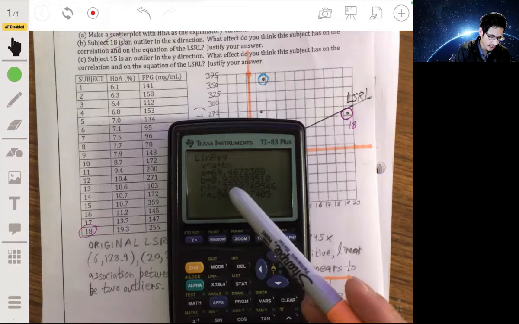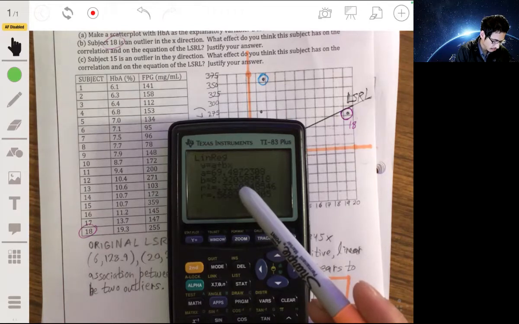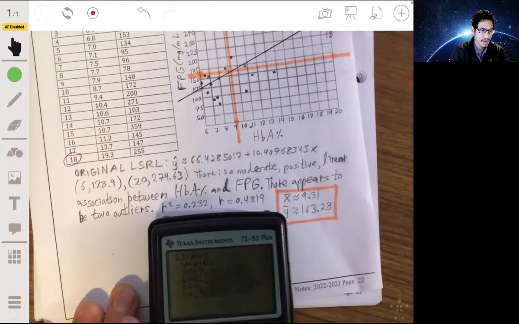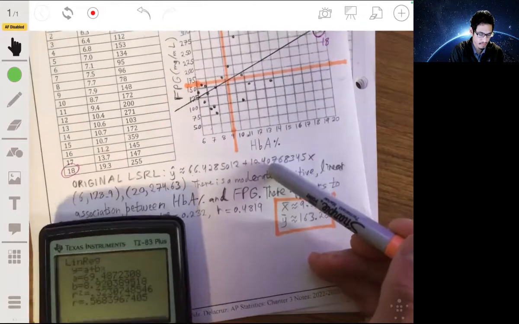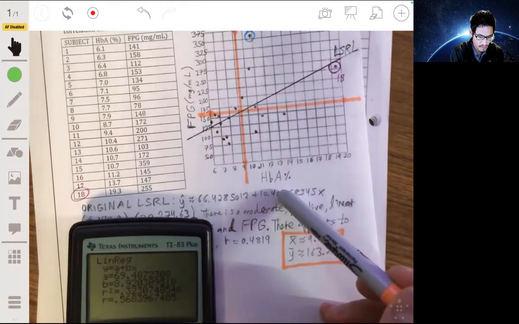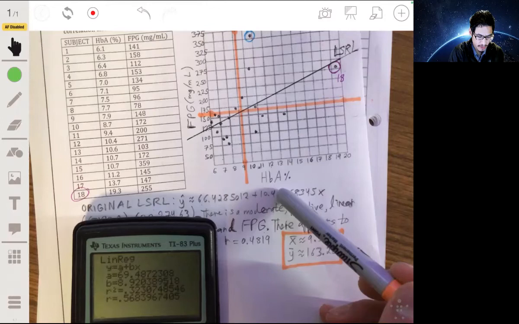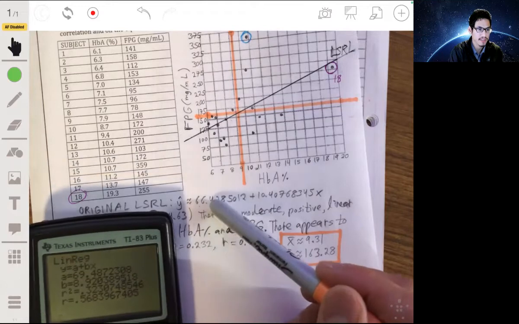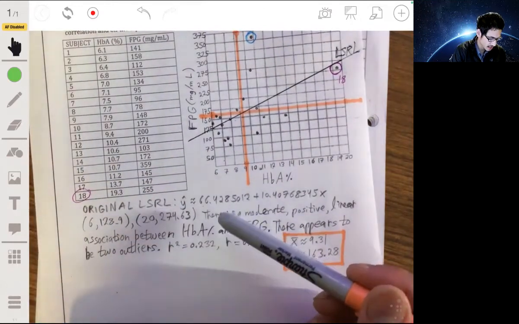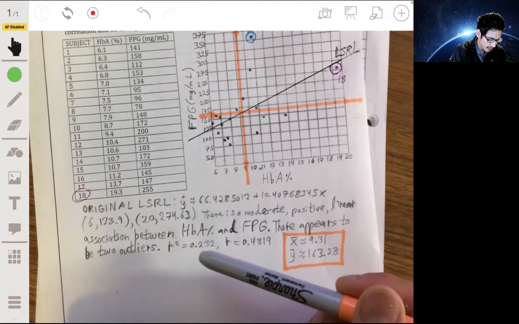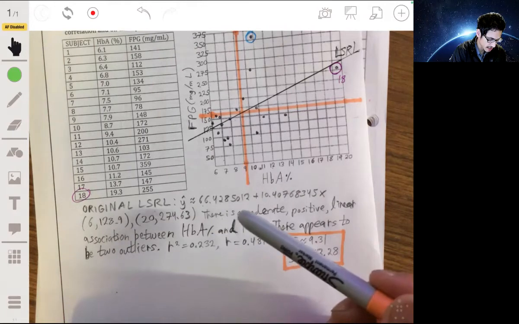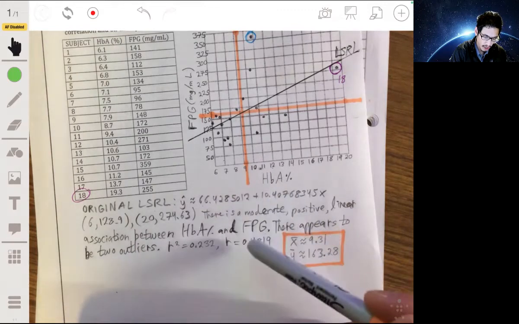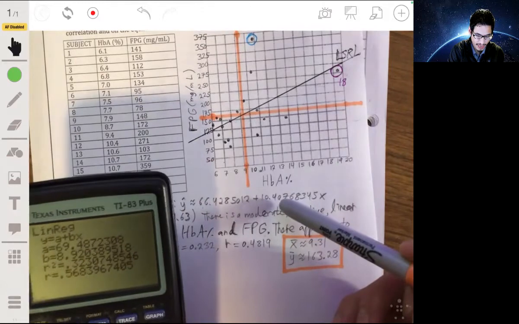So again, comparing this to the original least squares regression line, right here, you're going to see the slope went down by a little more than 1.5. But the y-intercept went up from 66 to 69. So it changed again, but in a slightly different way. The slope changed by about a little more than 1.5.